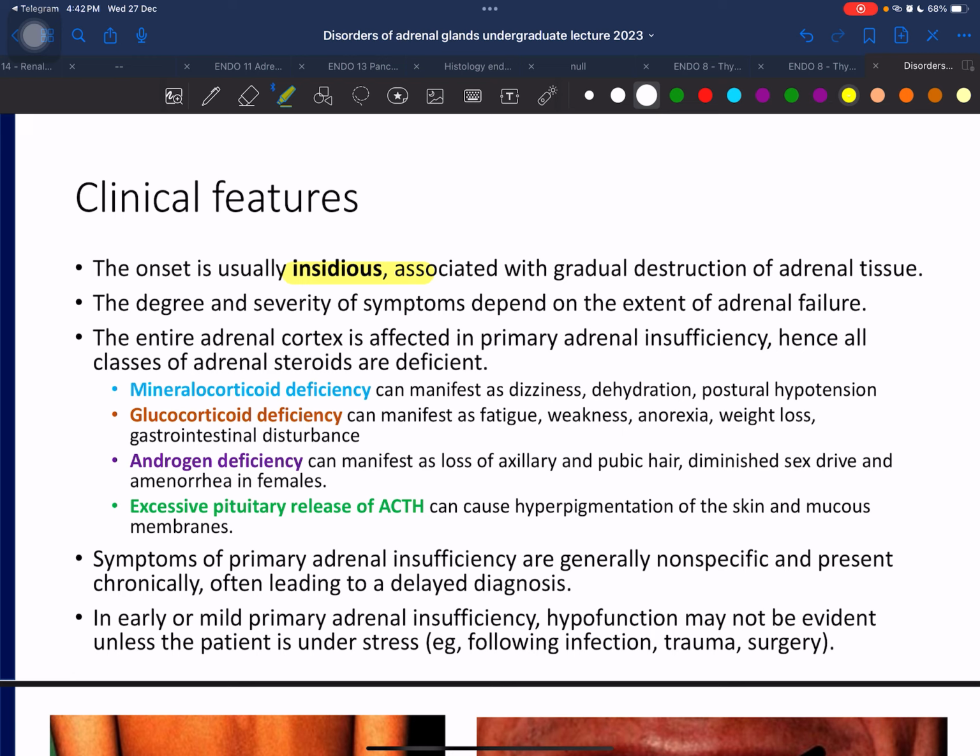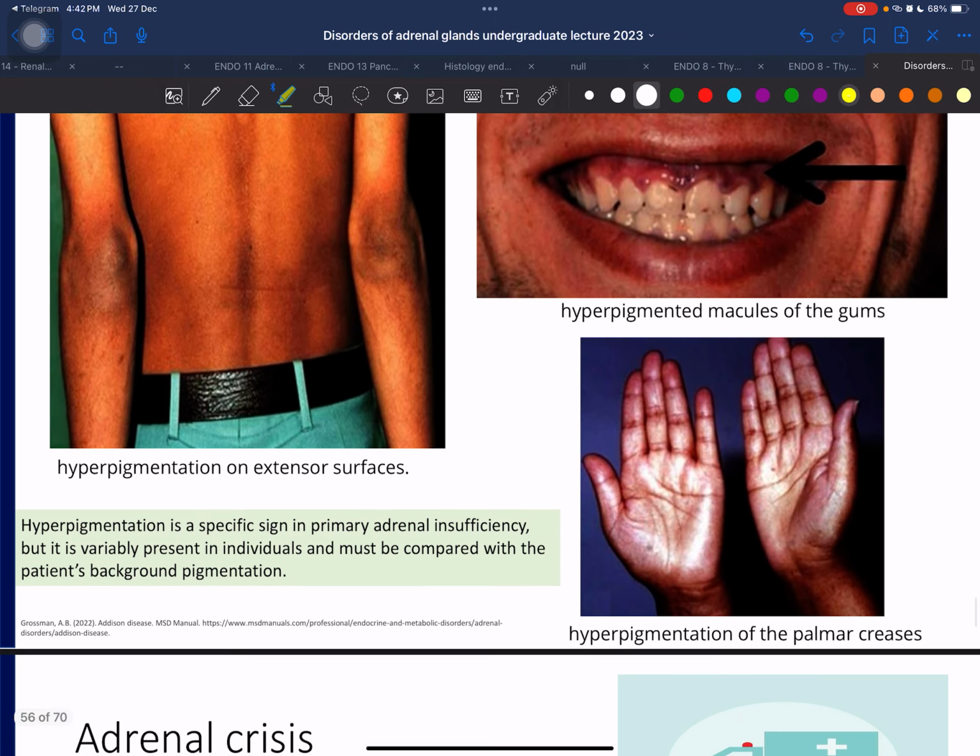So you have loss of axillary and pubic hair, diminished sex drive, amenorrhea in females, infertility. Okay? Excessive pituitary release of ACTH can cause hyperpigmentation of the skin. As I told you, the lack of negative feedback actually causes the ACTH production to be increased. Okay, so what are the increased ACTH signs and symptoms? You will see hyperpigmentation of the skin, the extensor surfaces, and also the buccal mucosa. Okay, the gums, the palmar creases. Okay, this is due to the excessive production of ACTH.